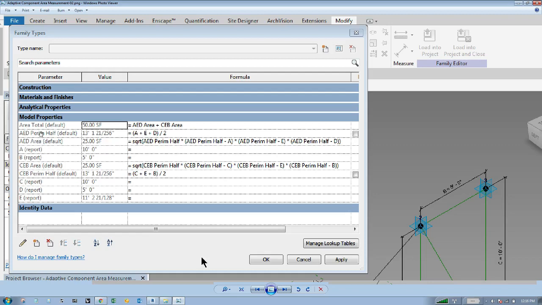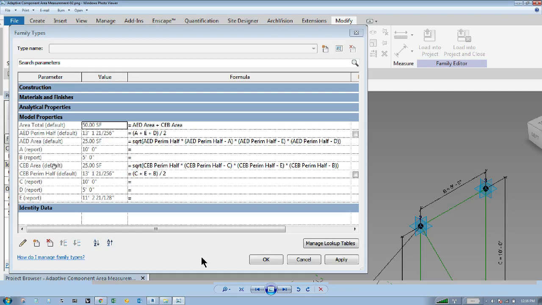So the first thing I do is create a half perimeter for each of those. So AED is parentheses A plus E plus D divided by 2. And the same thing for CEB. And then I build it into a square root formula. So I have the AED area, which is the square root of the AED half perimeter times (the AED half perimeter minus A) times (the AED half perimeter minus E) times (the AED half perimeter minus D). And you do that for both of those.